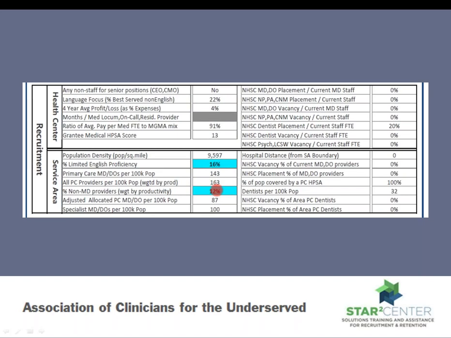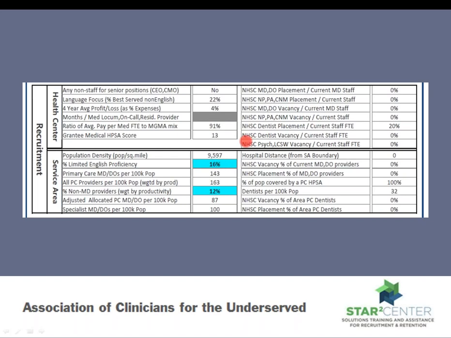Now, having a blue flag is neither inherently good or bad. It's really just to say you look different from most of the other health centers in the country in this way. And what does that mean for your recruitment and your retention? For example, this blue flag on percent of the service area with limited English proficiency, that's not a good or a bad thing. It's just descriptive. And knowing that you have some of the highest language needs in the country compared to all other health centers, how does that affect who you need to recruit, how it is that you can retain them, and how you can appropriately build your workforce around who you're serving?